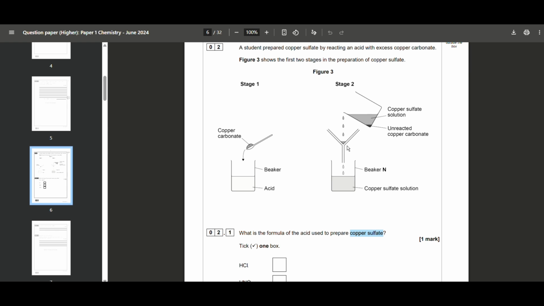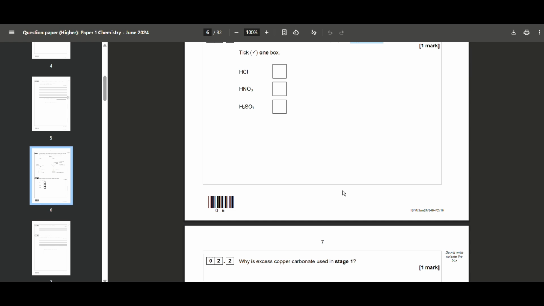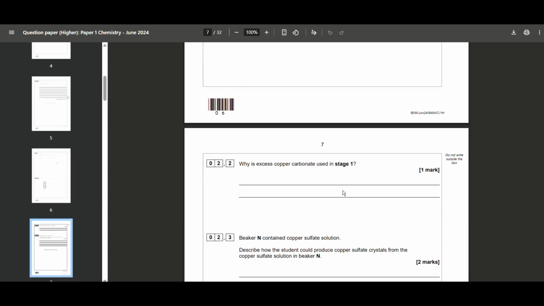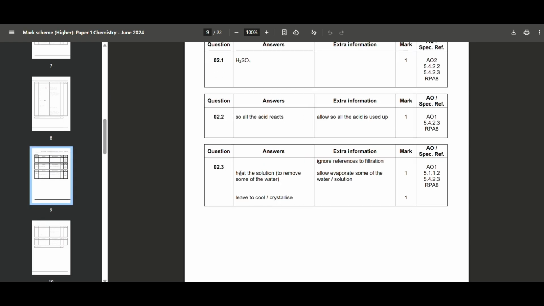Now, how do you do that? You have to heat the solution up so that essentially all of the remaining liquid evaporates and leaves crystals behind. So you let it cool down afterwards for it to crystallize. So that is what this required practical is about. Let's have a look at the answer. Heat the solution to remove some of the water and leave it to cool and crystallize. So heat the solution and then leave it to cool down to crystallize. Those are the two marks in this.